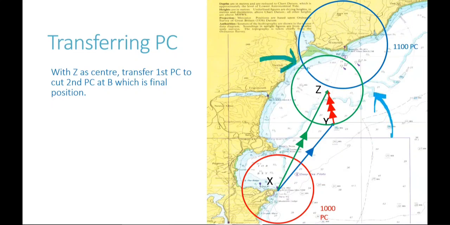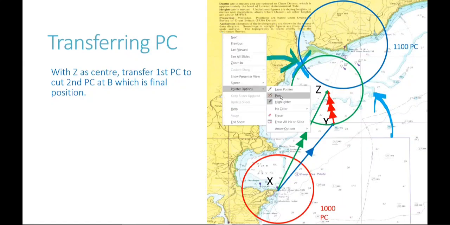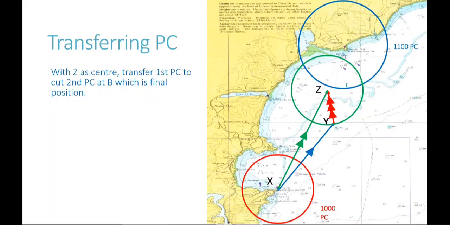Now, out of these two, one position is in dangerous waters, so this is not where the ship can be. Sometimes, if both of them are in safe waters, then what you can do is apply the CMG vector in reverse. If you apply the CMG here, the entire track is in safe waters.